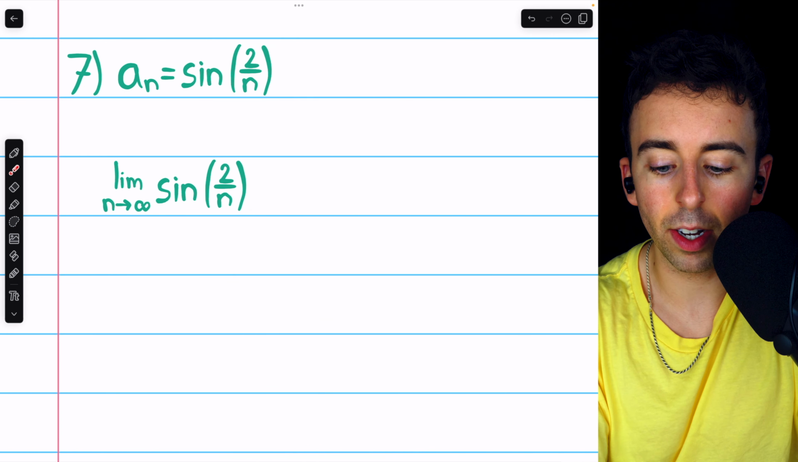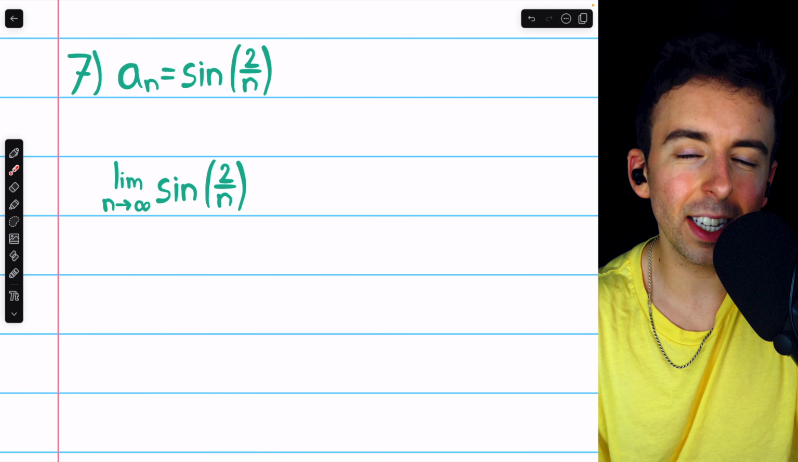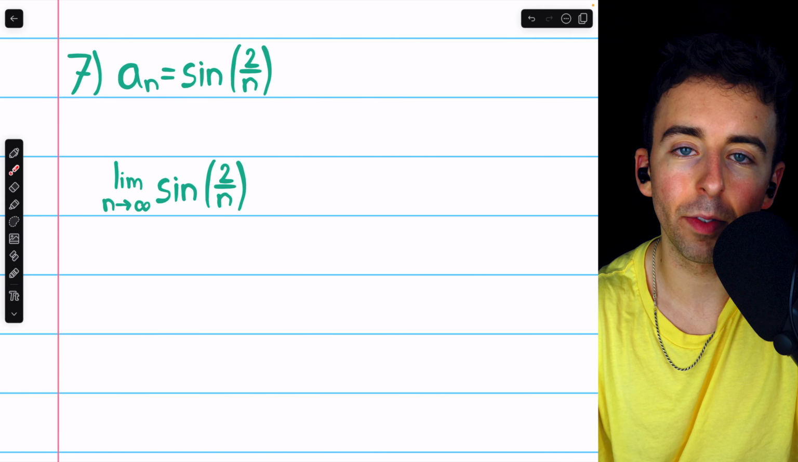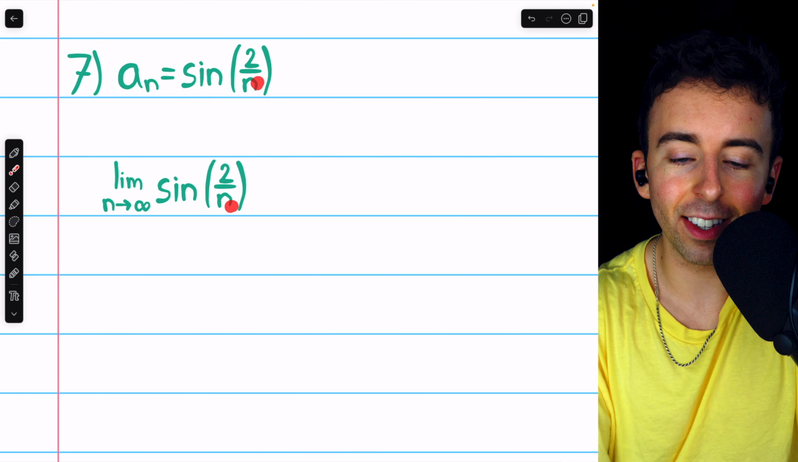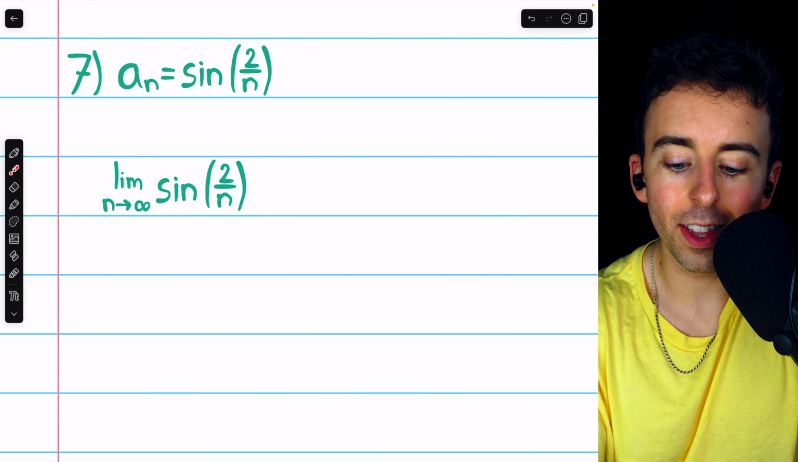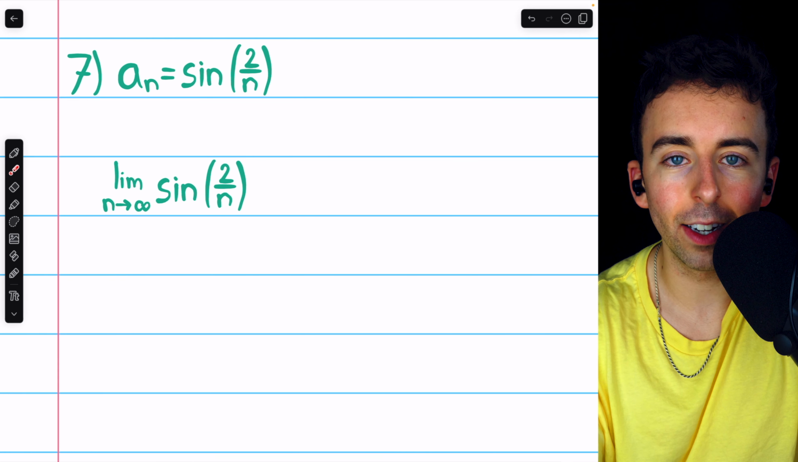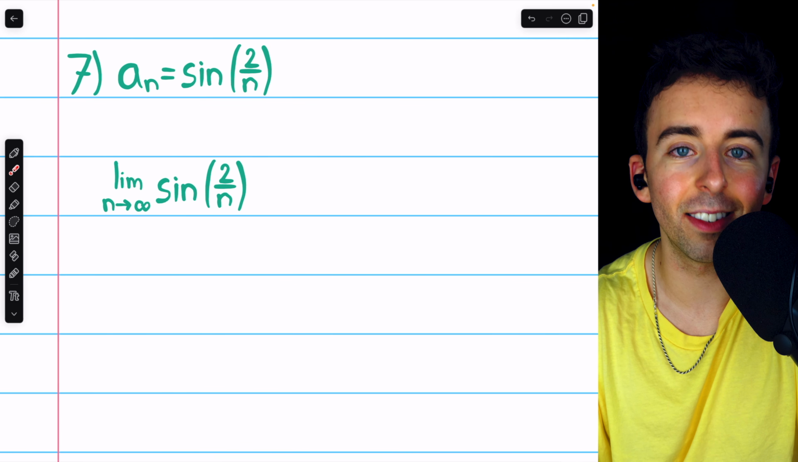Finally, problem 7, we're looking at the sequence sine of 2 over n. Here we see another way that a limit of a trig sequence could exist. In this case, n is in the denominator, so as n gets infinitely large, the input 2 over n is going to get arbitrarily small. It will be approaching 0.